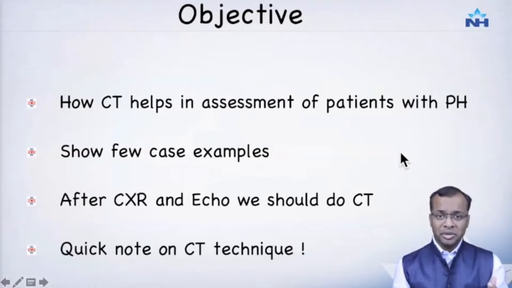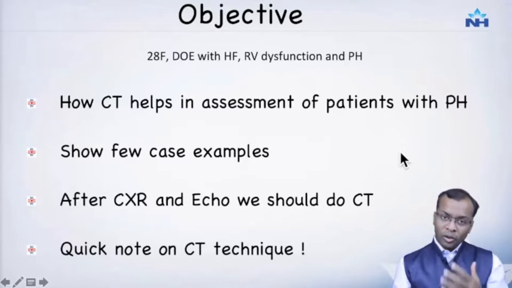And I want to convince all of you that after the patient is seen by the clinician, after they have a primary examination, a chest radiograph and an echocardiogram, CT pulmonary angiography invariably should be one of the first investigations performed in all patients who come with pulmonary hypertension. I will also put in a quick note about the technique of doing CT so we get very good results.